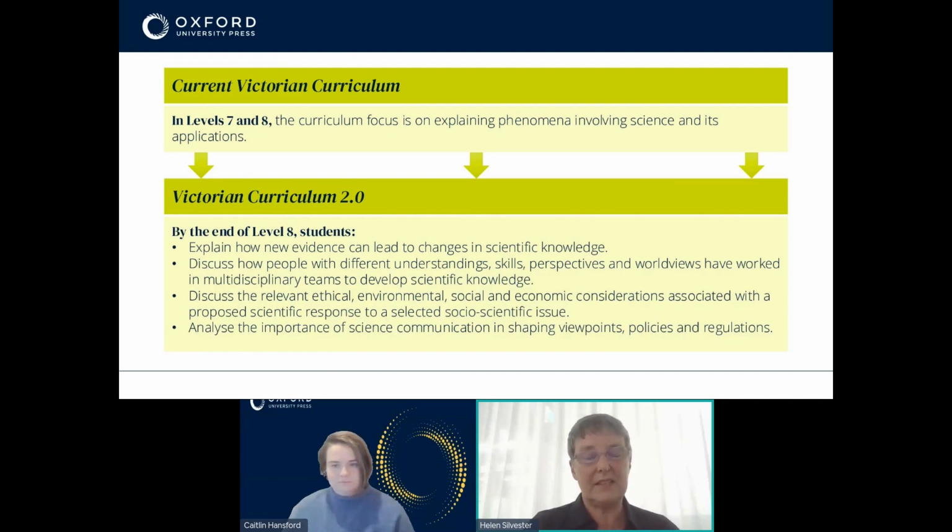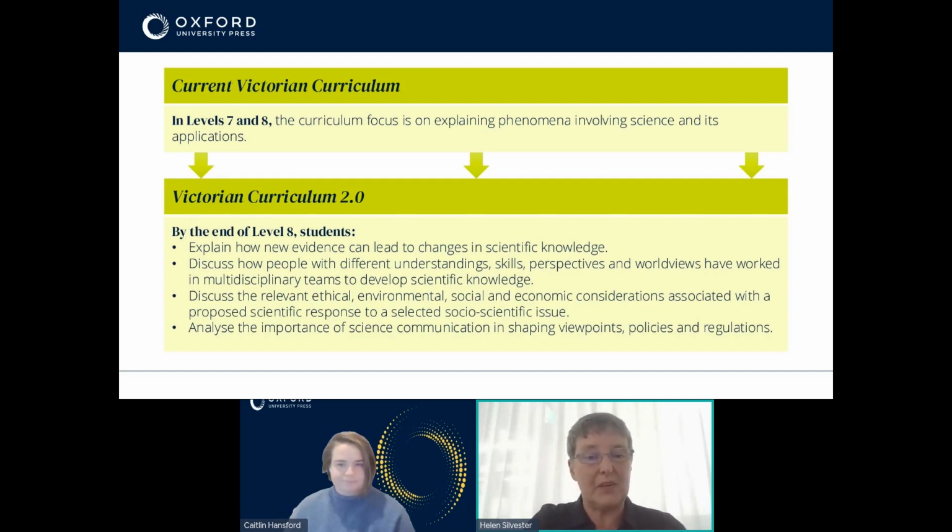One of the key things to keep an eye out for in the new Australian curriculum, and in particular the Victorian Curriculum 2.0, is we're now taking science content and looking forward. It's how we can use science content moving into the future. So science is not a set of facts that students are memorizing that's already been discovered, so there's nothing new happening. It's all about what do we know about science now and how can we use it going forward.